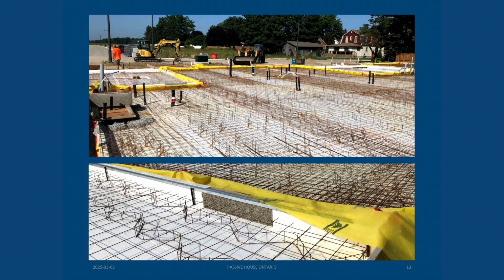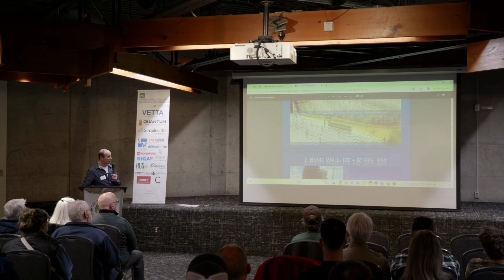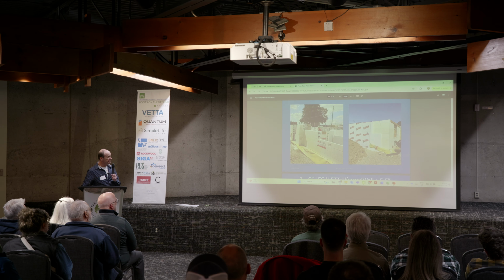You've got the structural steel in the assembly, and then the white EPS foam, and then the yellow membrane that you see there is the 10 mil air and vapor control layer. This is the slab assembly.